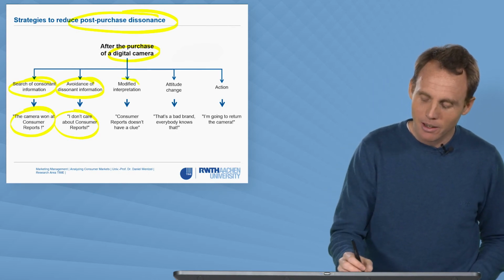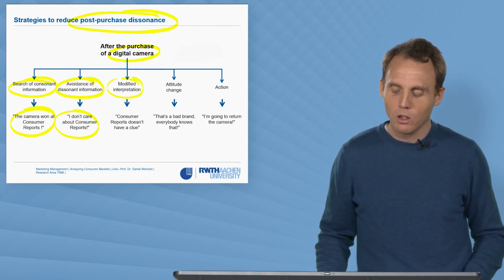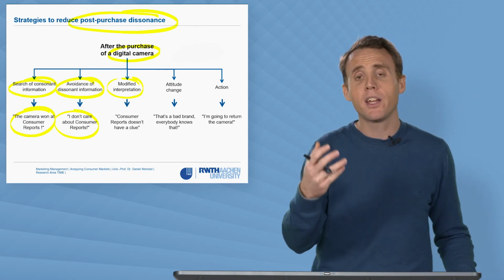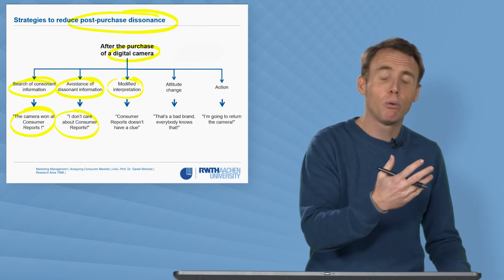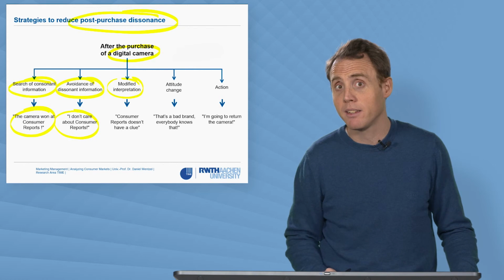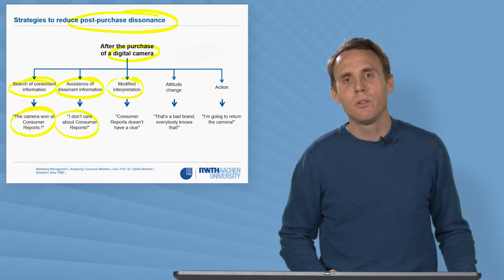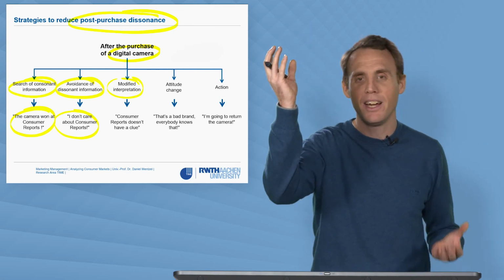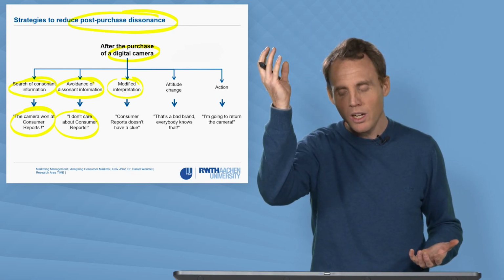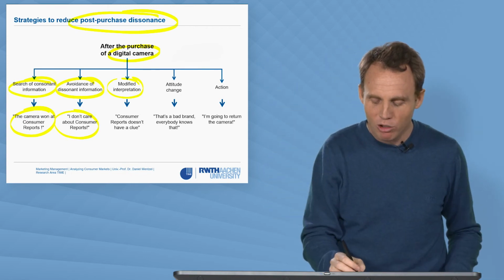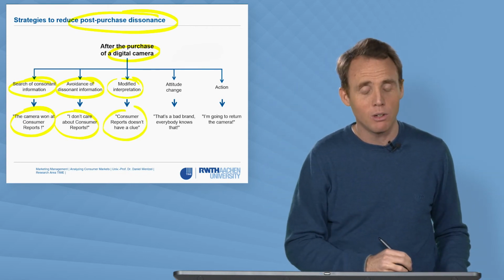A different strategy would be what they call modified interpretation, right? Assuming you buy the camera, you read a consumer report saying, well, maybe your camera is not the best that you could have gotten. So one thing that you could do, right, now your camera is up here, and the report is down here, well, you just ignore or reinterpret the report, saying, well, maybe consumer reports doesn't have a clue, right?